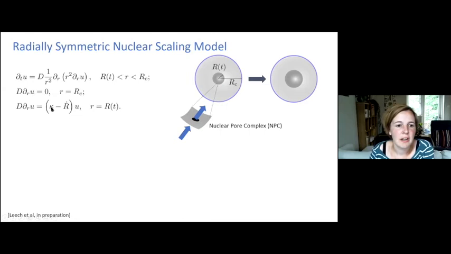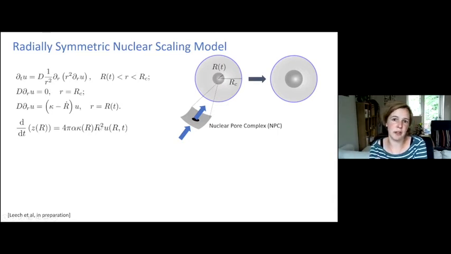Now, so far, I have not told you how the nucleus grows, so how R changes dynamically in time. If you focus on the right-hand side, what this says is that the change in time is proportional to 4 pi r squared, so that's the surface area of a nucleus of radius r, multiplied by the signal concentration at the nuclear surface, and then multiplied by the absorption constant kappa and some proportionality constant alpha. And R is the measure of nuclear size that is affected by the signal.